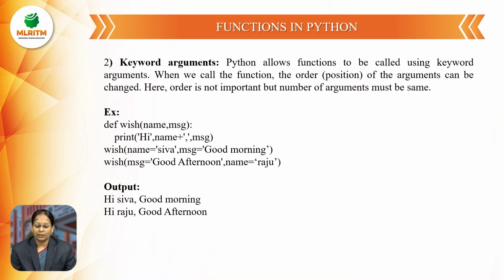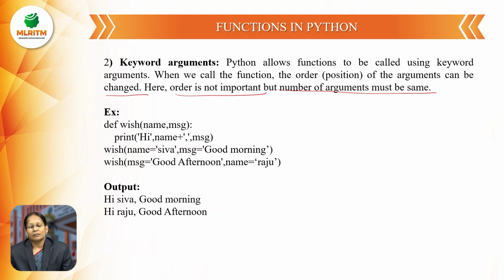Next one is keyword arguments. Python allows a function to be called using keyword arguments. When we call the function, the order, the position of arguments can be changed. Here order is not important, but the number of arguments must be the same. But in positional arguments, the order is compulsory. We have to maintain the order and the number of arguments also. So keyword arguments are some more change from the positional arguments.